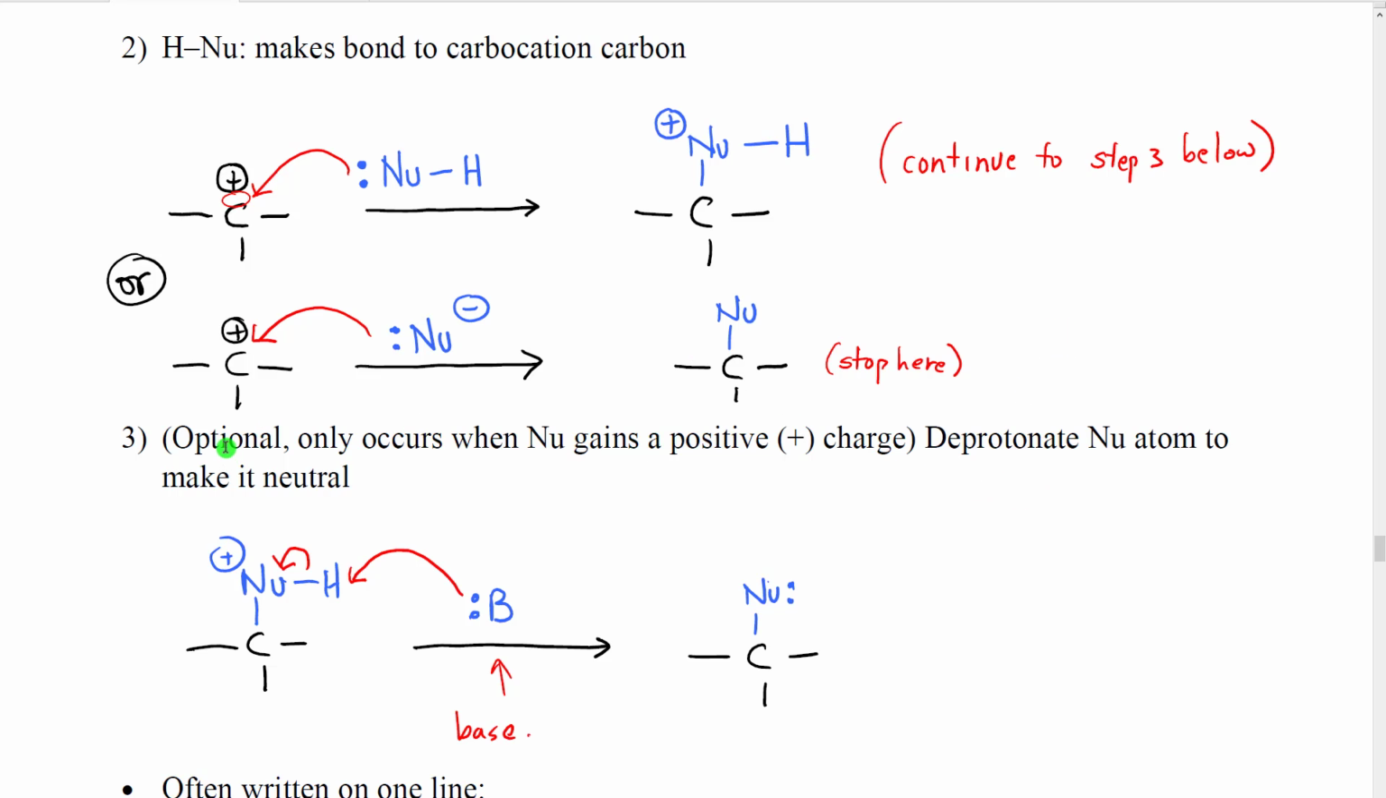The last step then would only occur when the nucleophile gains a positive charge. What we would want to do is make it neutral. And one strategy that can be used by the system is to have a base make a bond to a hydrogen on the nucleophile and then release the pair of electrons from the other side of the hydrogen to go onto the nucleophile as a lone pair. This would then cause the nucleophile to effectively gain 1 more electron and go from being positive to being neutral.